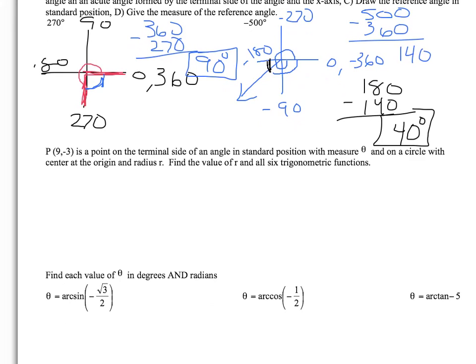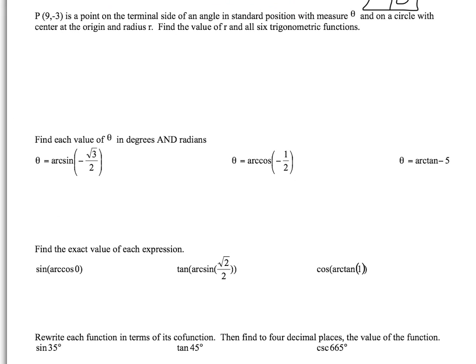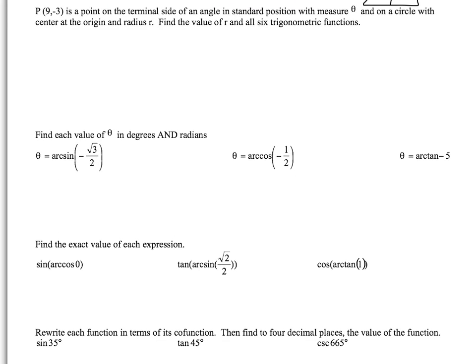Another piece that we talked about is I gave you a point. And if you remember, when you're in a unit circle, it was easy. Your y value was equal to sine theta and your x value was equal to cosine theta. Well, we're no longer in a unit circle, so we have to graph the point that I have and find the third side of the triangle and then find the 6 trig functions.